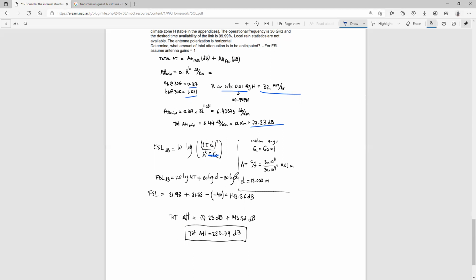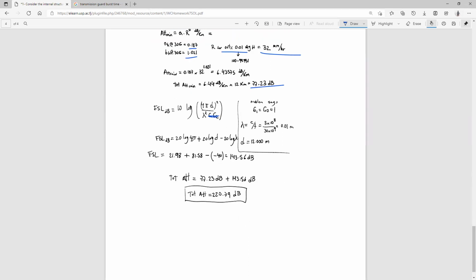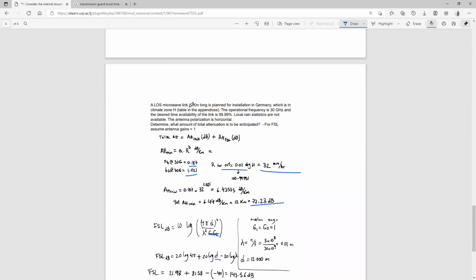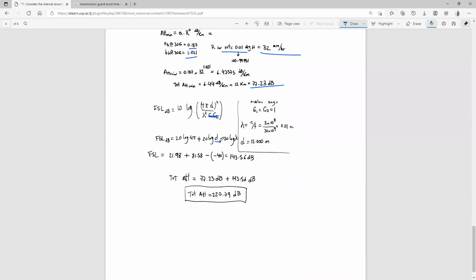So that is minus 20 log lambda. Now, from this, what variables do we not know? We know the variable d, right? That is basically 12 kilometers. That is given over here, right? So d is basically 12 kilometers or 12,000 meters, right?